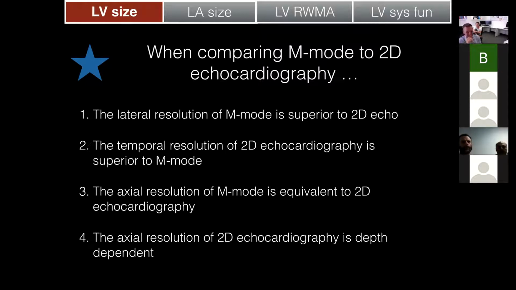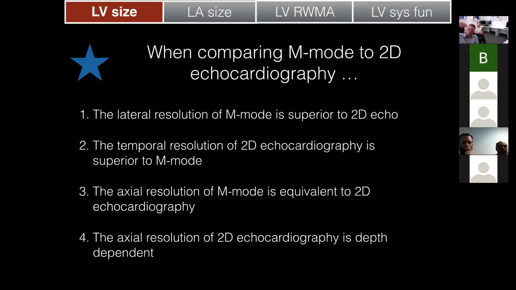Fantastic, good man. Okay, so when you're comparing M mode to 2D echo, is the lateral resolution of M mode superior to 2D echo? Is the temporal resolution of 2D echo superior to M mode? Is the axial resolution of M mode equivalent to 2D echocardiography? Or is the axial resolution of the 2D echocardiography depth dependent? This brings out ultrasound physics, which I'm having a crack at this year, which is clearly, at the moment, not a strong point of mine.